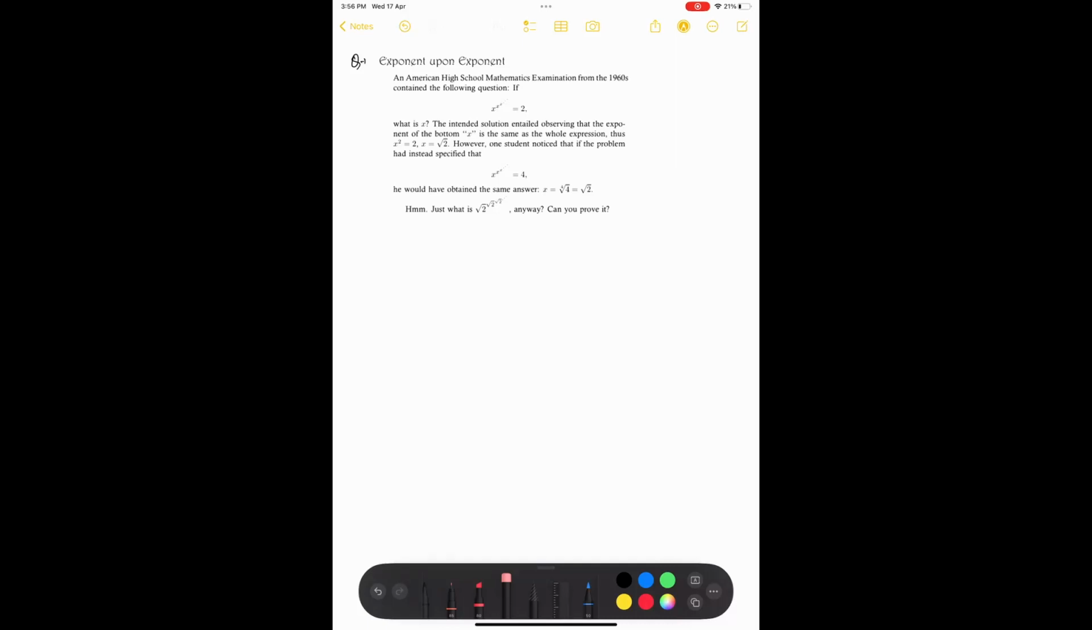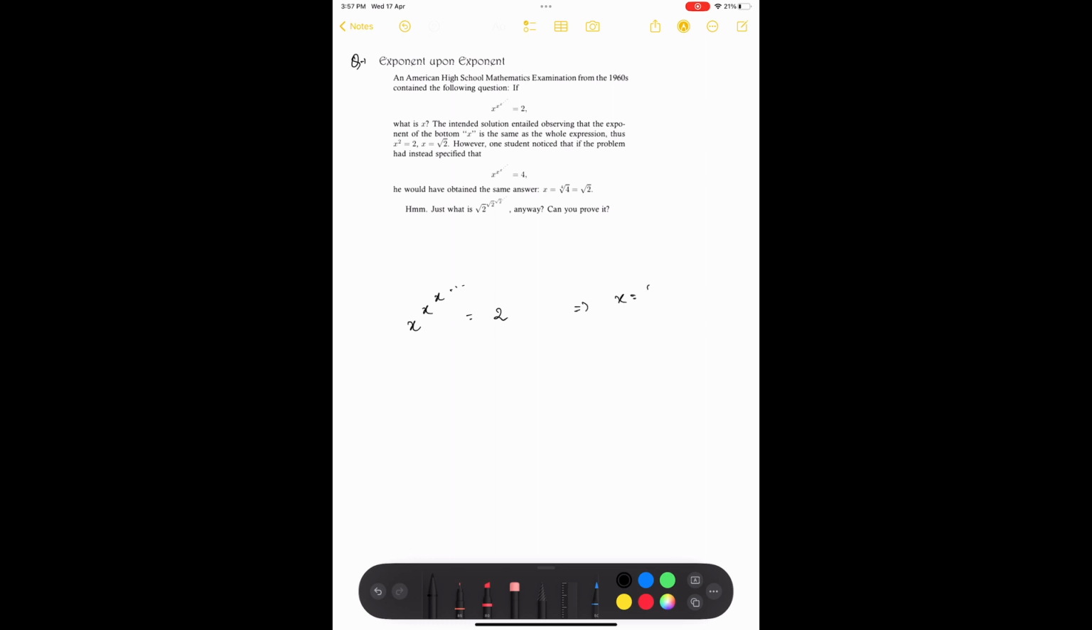An American high school mathematics examination from the 1960s contained the following question. If x raised to the power x raised to the power x goes up to infinity equals 2, we have to calculate what x is.